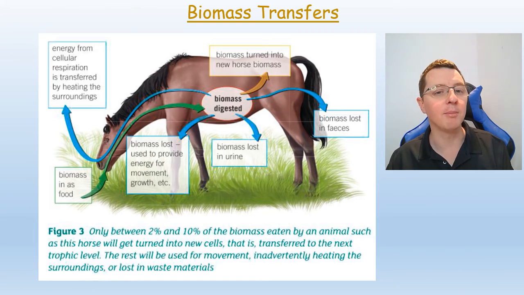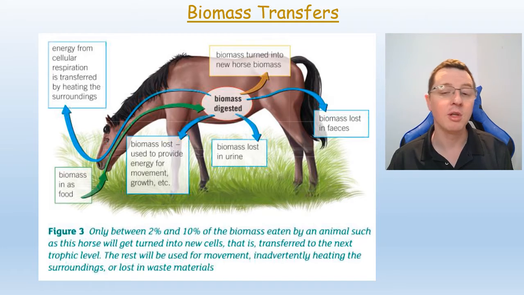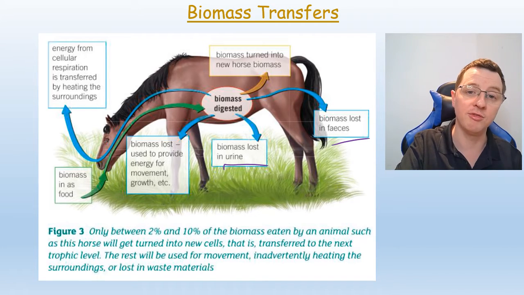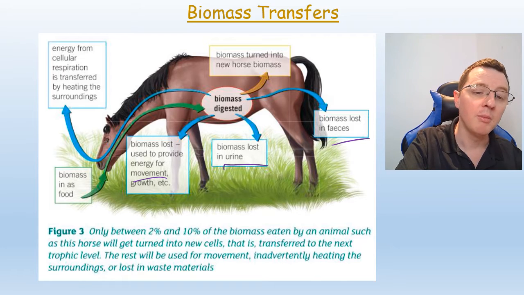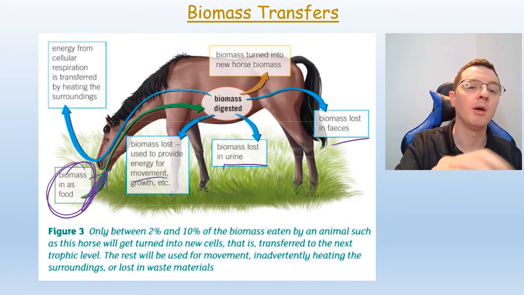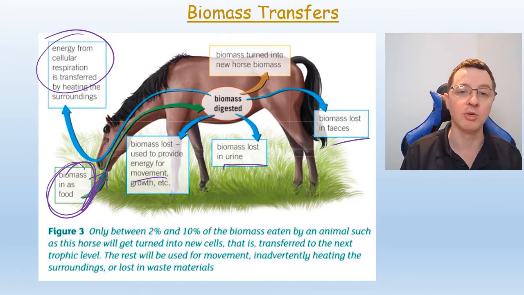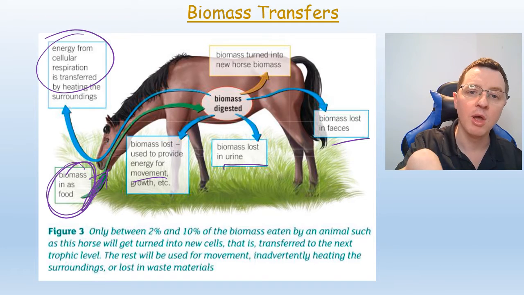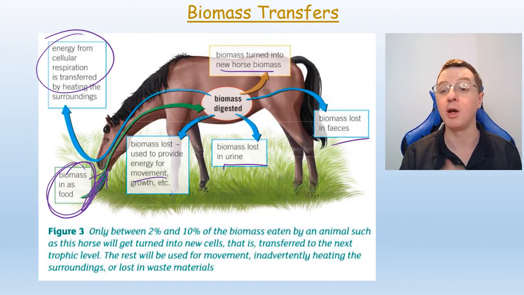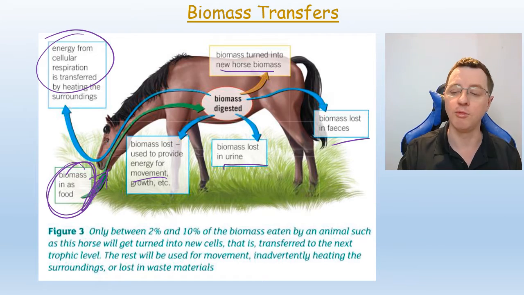Here we've got an example of some of the ways in which biomass can be lost in urine, or lost in feces, or lost in movement. But here you can see the biomass going in as food, but some of it, in fact a large amount, is lost in cellular respiration. There's only a small amount which is turned into new horse biomass that can be passed on along the food chain.